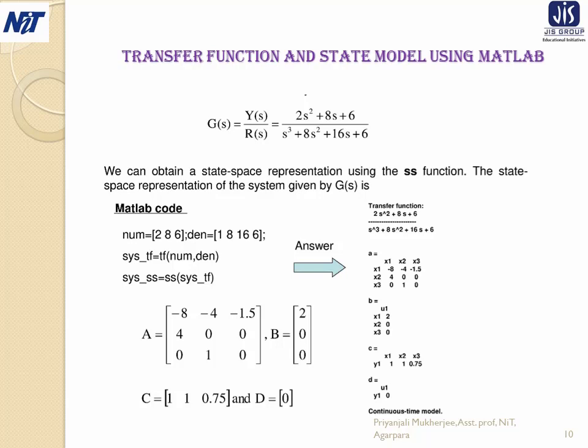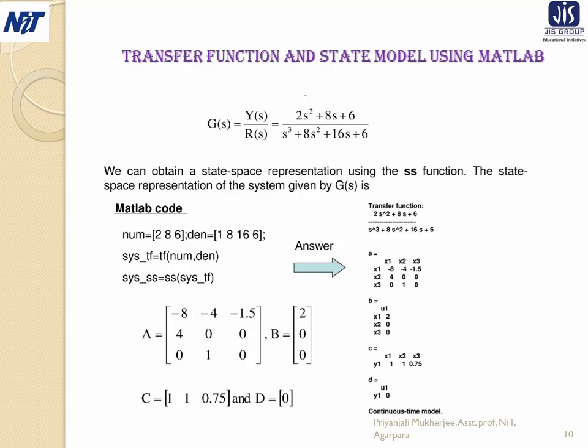And if we then write system_ss equal to ss of the system transfer function, or whatever name we give here, suppose this is given as g, then ss(g), the A matrix will be [−8, −4, −1.5; 4, 0, 0; 0, 1, 0]. Similarly, the B matrix will be [2; 0; 0], which is a column matrix. The C matrix will be a row matrix, that is [1, 1, 0.75], and D becomes 0.